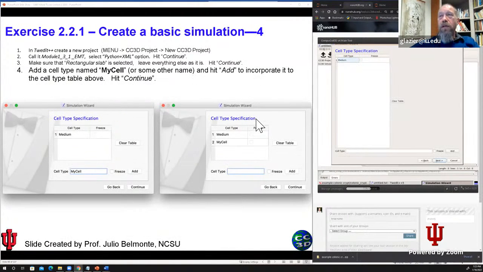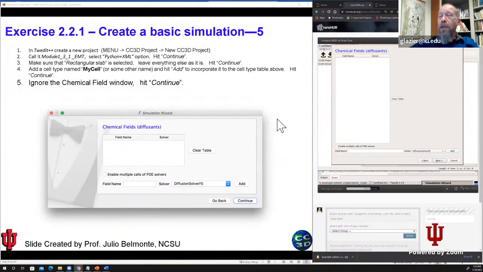And we're now going to create a single cell type. He says to call it my cell, so let's call it my cell. We type that into this line here, my cell, hit add. Next. We're not going to create any chemical fields, so we'll skip that, hit next.